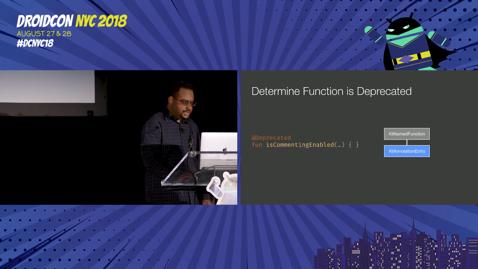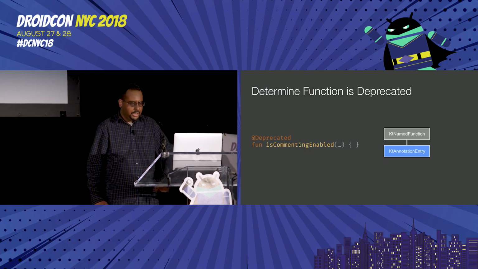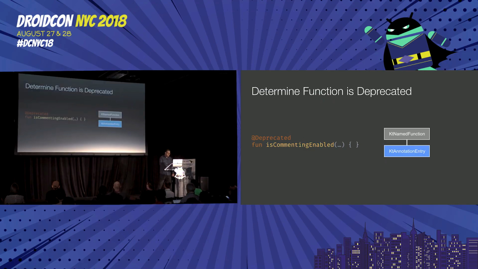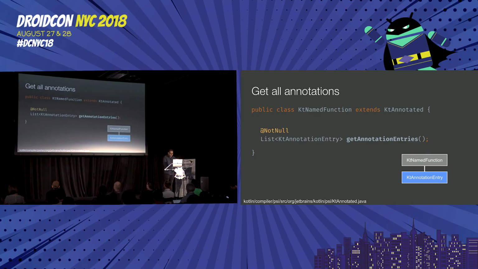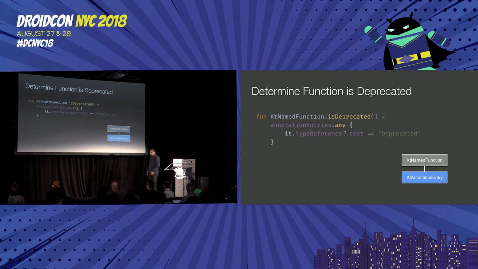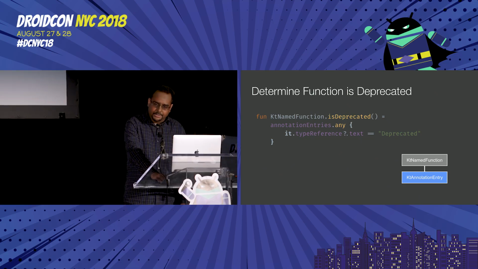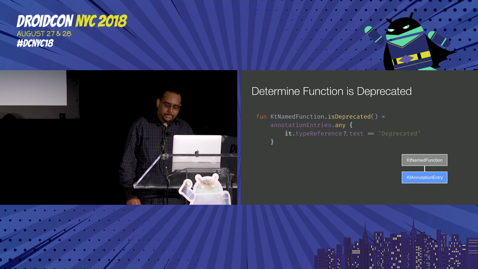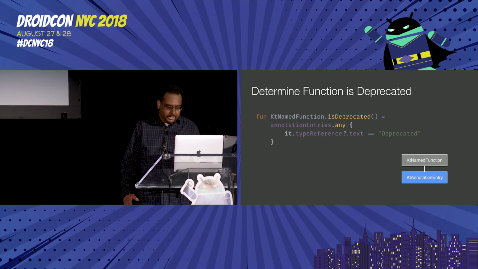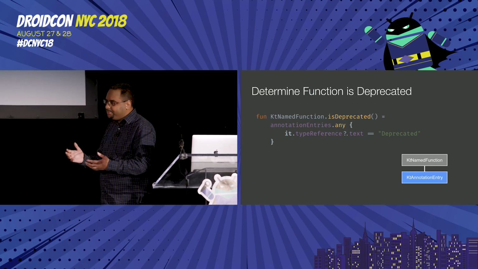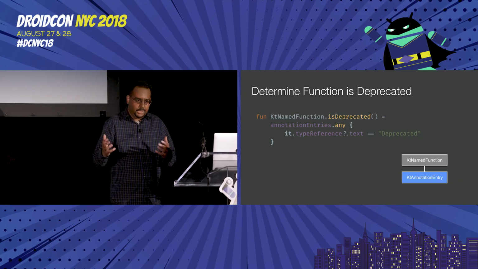Each annotation that you use is represented by a KtAnnotationEntry. There's a method which provides me all the nodes which are KtAnnotationEntries on the method. So the API of this KtNamedFunction provides me with that ability. So I'm going to create an extension to determine if a function is deprecated. Don't get excited. What I'm going to do is get the type reference and do a string check. This is not the best thing to do, but it's simple. That's why I'm explaining it.